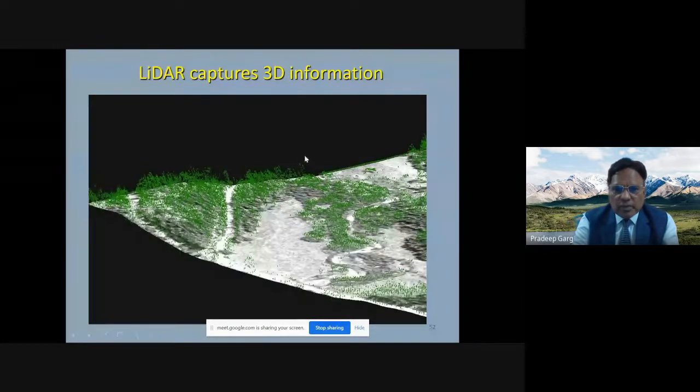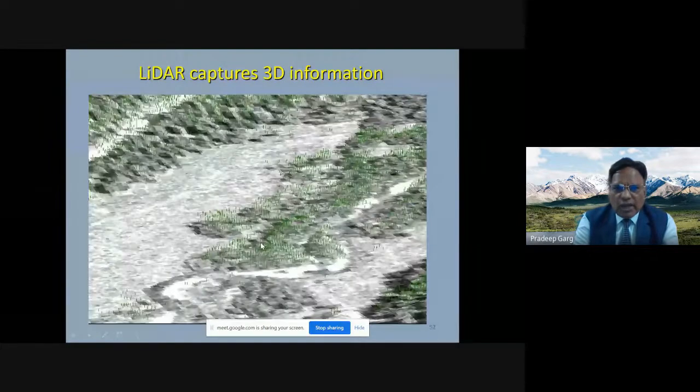If I blow it up, now you can start feeling the individual tree, and you can see those small channel and white area. So one can have a feeling. Now if we further blow it up, you can see individual tree. So similarly, you can find out height of any object, location of any object with the help of the LiDAR data.